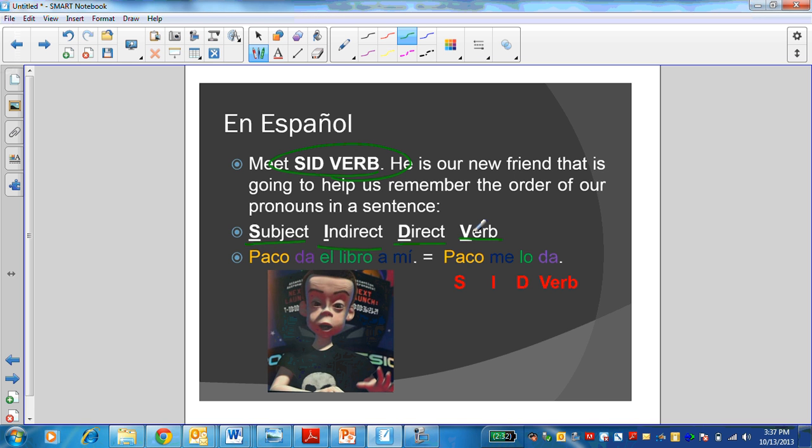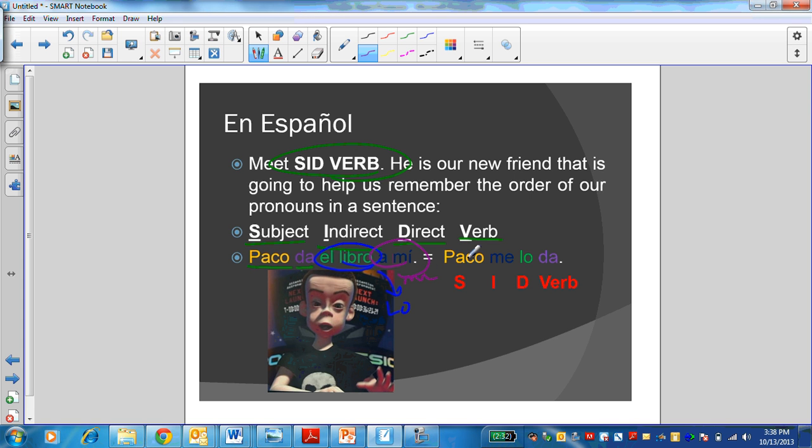So let's look at this example. Paco da el libro a mí. Okay, if I want to say, instead of Paco gives the book to me, I want to say Paco gives it to me. Okay, Paco's the subject. Da es el verbo. El libro is the direct object. It's being what's given. So we're going to replace el libro with the pronoun lo. A mí, okay, I'm the indirect object, so I'm going to replace a mí with me.